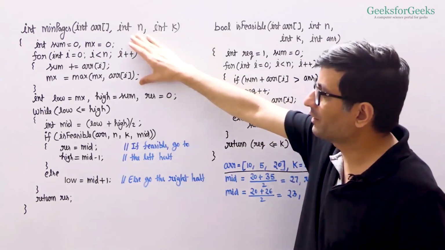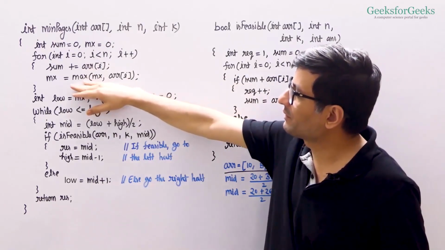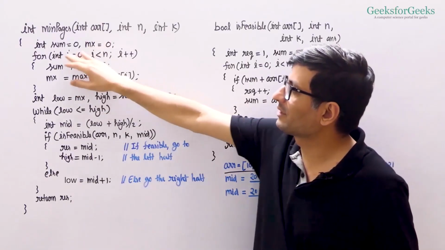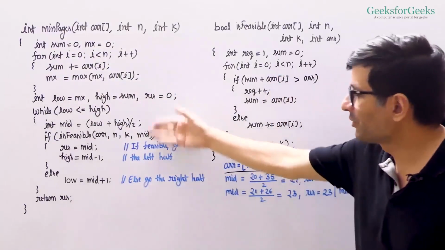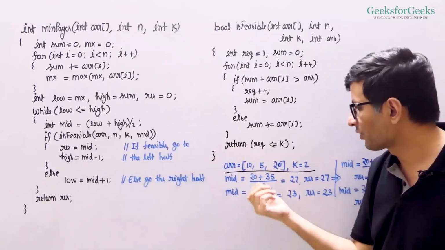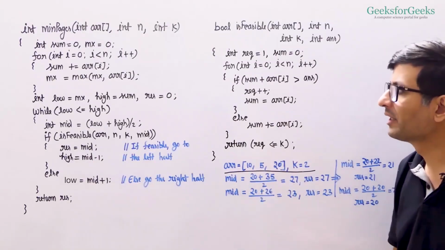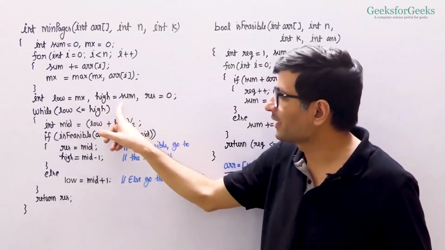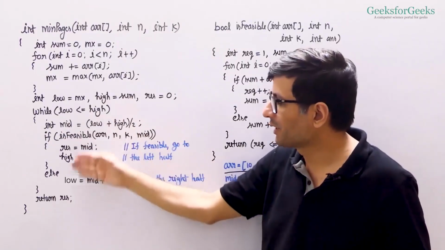So that's what we do here. We find the sum of elements and find the maximum value. We initialize max as 0 and sum also as 0. Now we are doing the binary search in the range from max to sum, right? So low is max and high is sum. And we are simply doing the binary search.